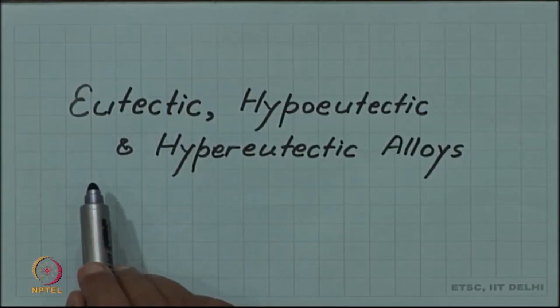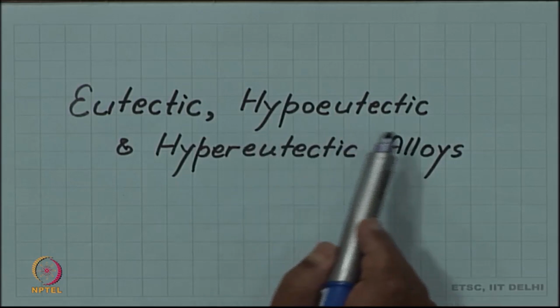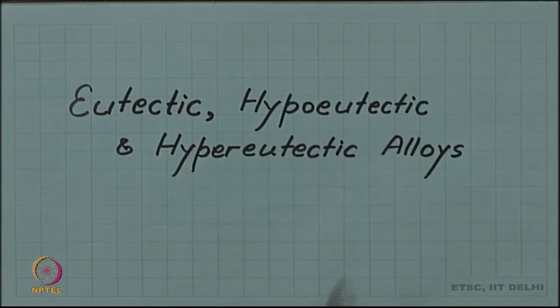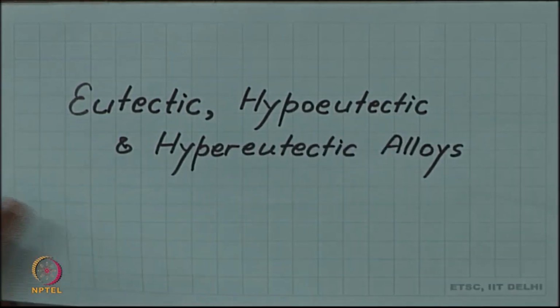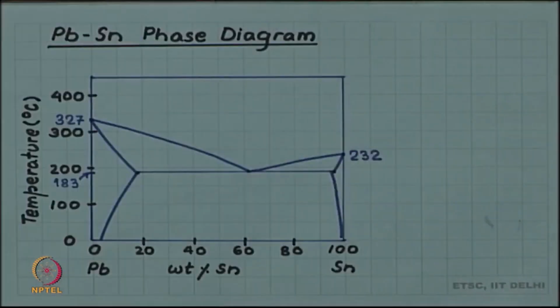We are currently discussing the topic of phase diagram, and in particular we are now discussing a eutectic phase diagram. So, yesterday we took the example of the lead tin system, which is a eutectic system, and we talked about the eutectic composition and eutectic alloy. Two related terms are there, hypoeutectic and hypereutectic alloys, which we should also be familiar with.